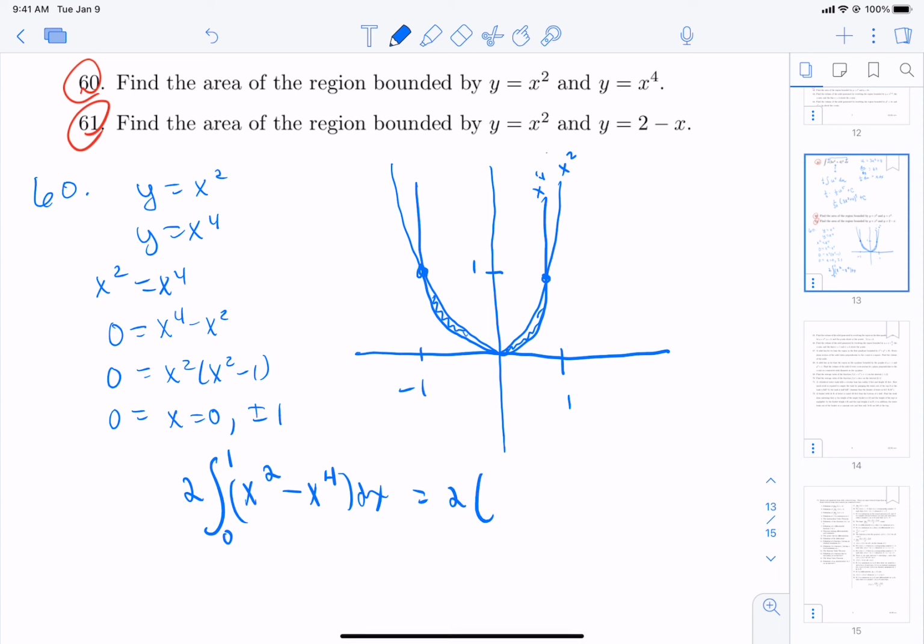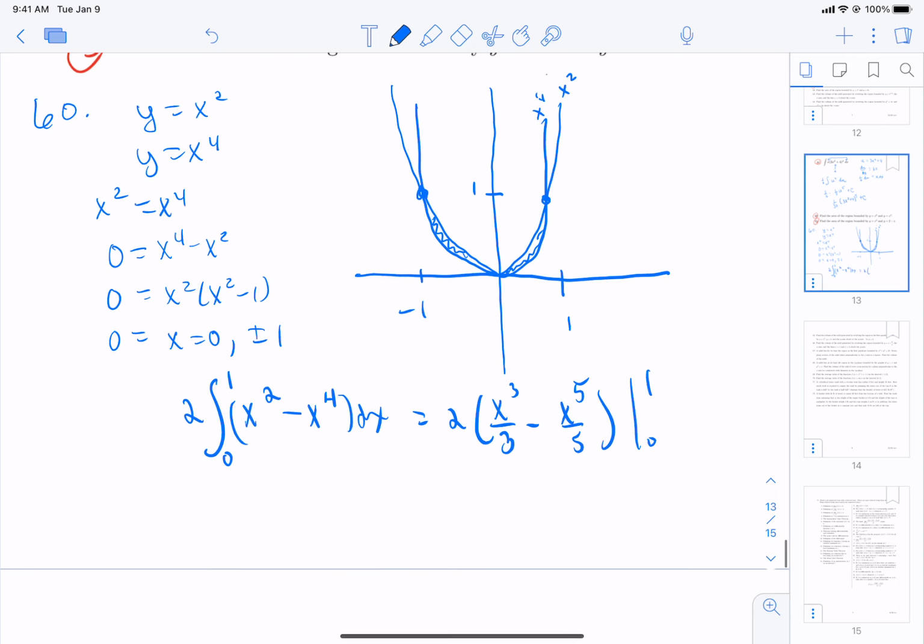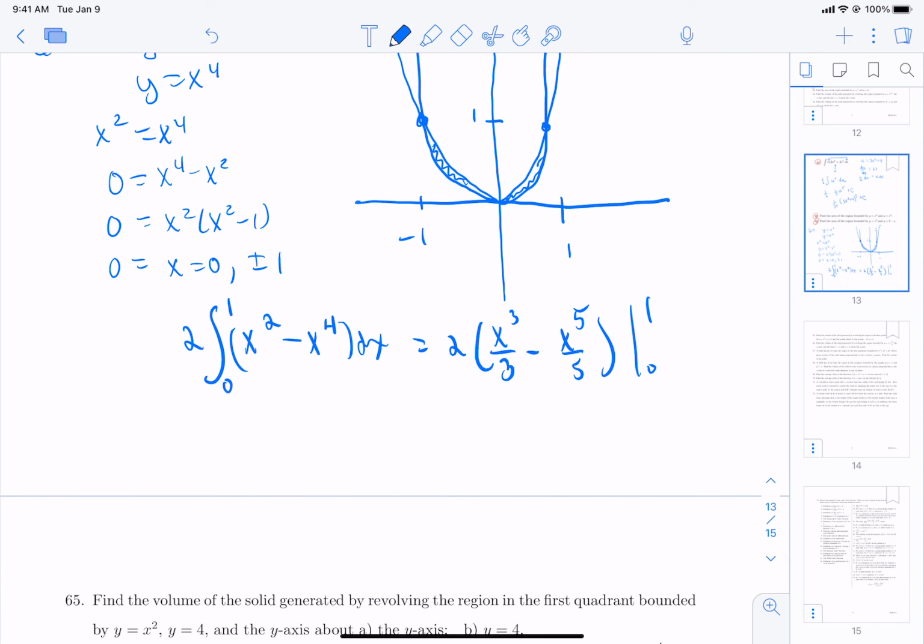So the antiderivative of x squared is x cubed over 3. X to the 4th is going to become x to the 5th over 5. If I plug in 1, I get 1/3 minus 1/5. If I plug in 0, I get 0. I like to just write that for my own peace of mind that I know I checked that 0 is really going to get me 0.